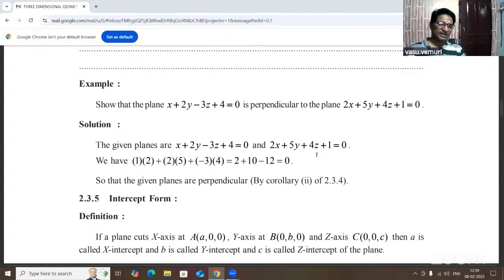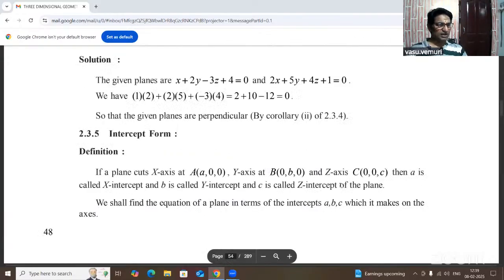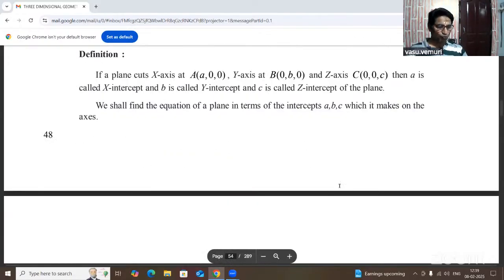In the lower classes we did not prove it. Directly we have studied the intercept form: x intercept A, y intercept B, z intercept C. Now the intercept form is x by A plus y by B plus z by C equal to 1. We have learned and practiced that directly, but here we see how to construct the intercept form. This is the proof of the intercept form, that is 2.3.5.